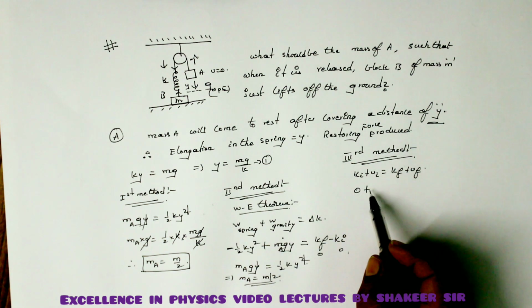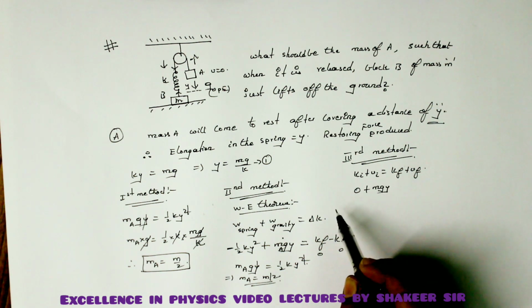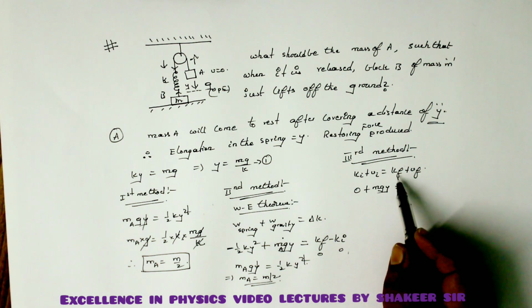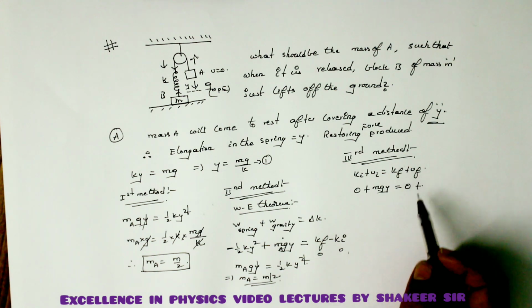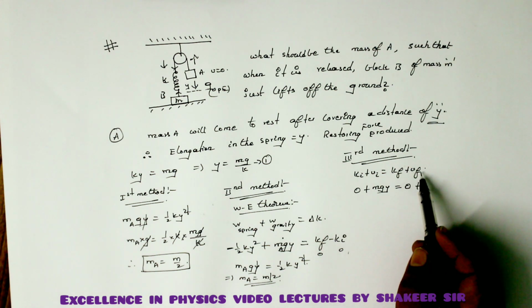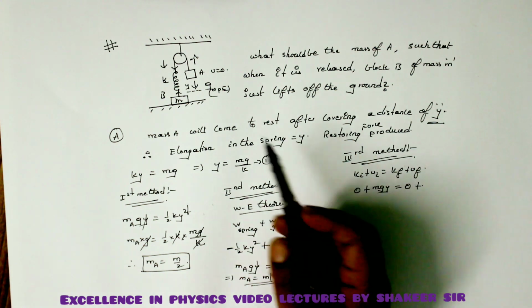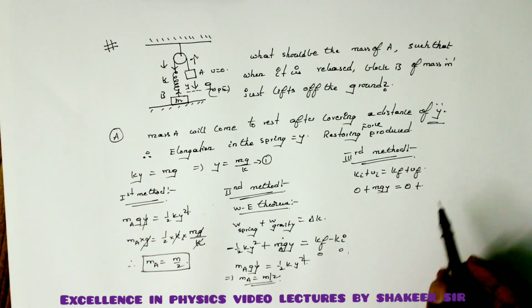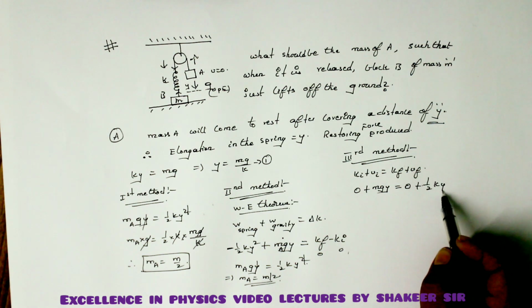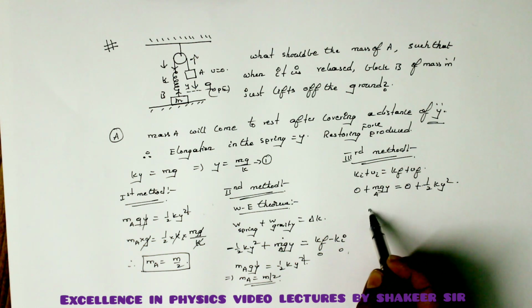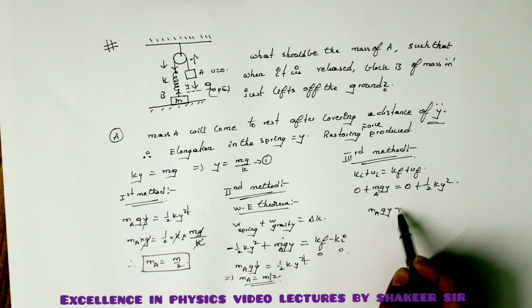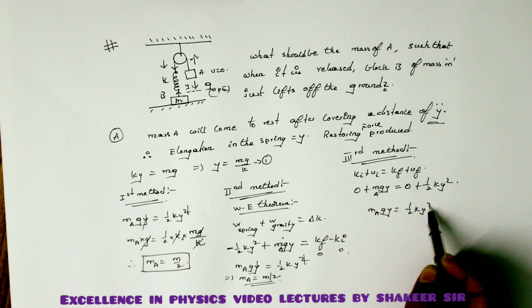Initially it has some potential energy of mg divided by y here. So final kinetic energy is also 0, and the final potential energy stored in the spring will be half k y square. So therefore this is ma. So ma g y is equal to half k y square.